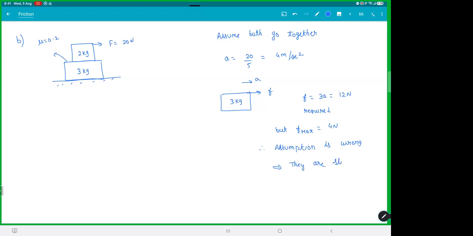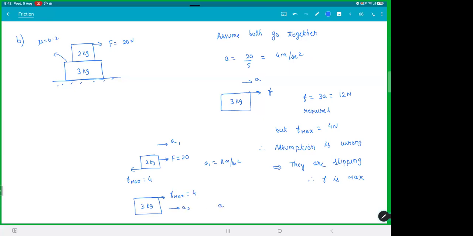And if they're slipping, then the friction must be maximum. So therefore F is max. If my assumption is wrong, I know now f is maximum, then draw the separate FBDs. So you have to draw the FBDs again. F is equal to 20. Now you can write F max because now you proved it. This is the acceleration a1. So this a1 will be 20 minus 4, 8 meter per second square. This is 4, and let's say this acceleration is a2. a2 is 4 by 3.